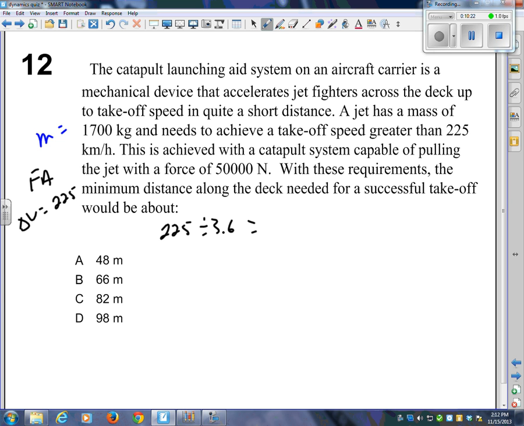By the way, if this was a test question, it would not be multiple choice. It should be.